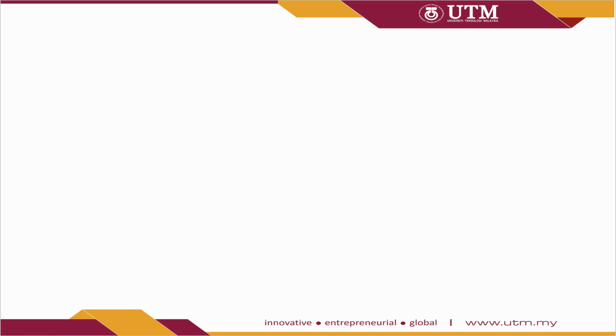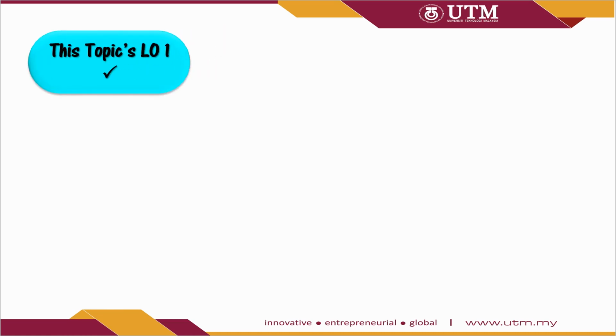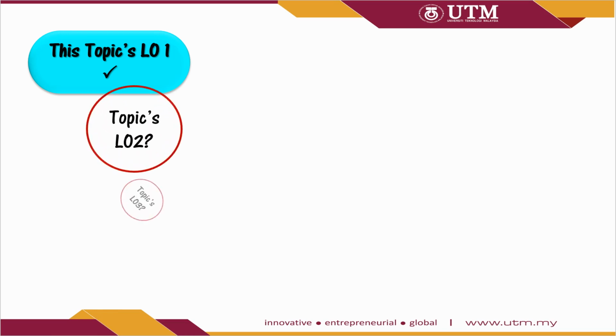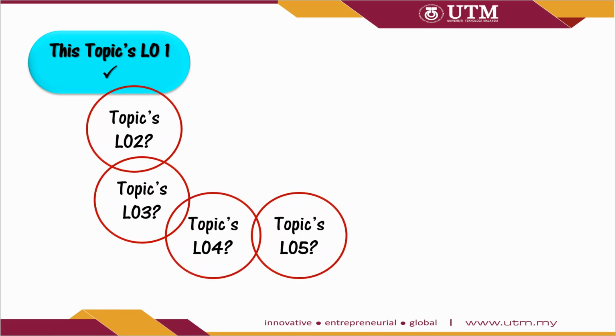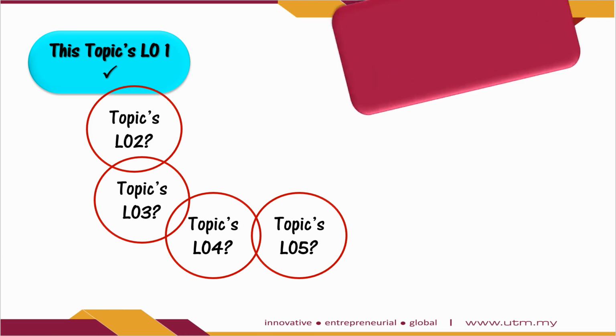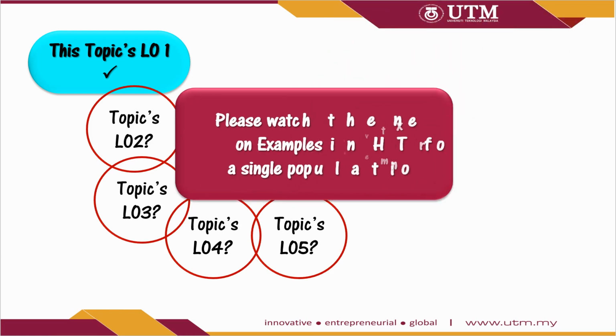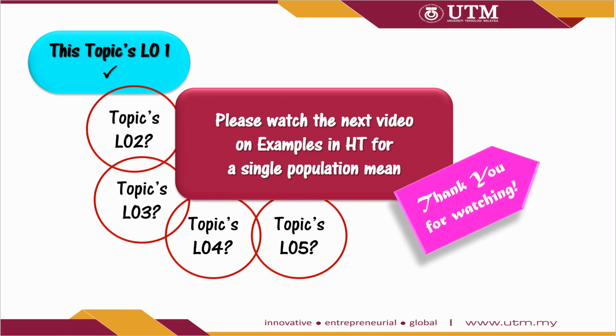After looking at the three cases closely, you should have some ideas which of the three cases will be most suitable to use when solving a particular problem related to testing a single population mean mu. This is only the first learning objective for this topic. What about the other four learning objectives? To achieve the second, third, fourth, and fifth learning objectives, please watch the next video on a number of practical examples on testing a single population mean mu. Until then, thank you very much for watching.